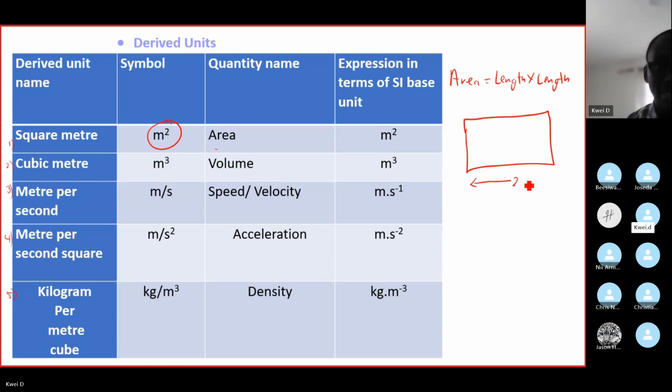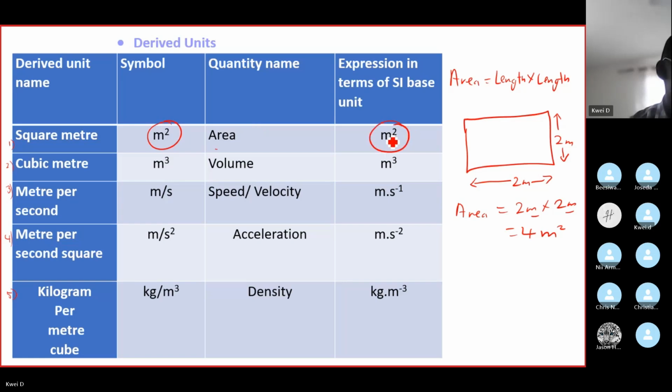2 meters. And this side is also maybe 2 meters. And you're asked to find the area. Okay, then it means that in a very simple way, the area will be what? The 2 meters times 2 meters. And 2 times 2 will give you 4. And m times m will give you m squared. So you see that area is measured in what? M squared. So that explains.